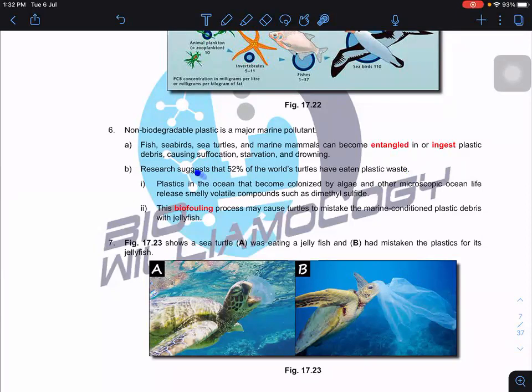And why? Because the plastic in the ocean becomes colonized by algae and microscopic ocean life. So you have what we call the biofouling process. What is biofouling? Because these microorganisms live on the plastic, it makes the plastic smell like jellyfish. Are you clear? The turtle mistakes it because of the smell. So it fools the turtle. The turtle cannot differentiate now because of the bacteria and also the algae that stay on this marine plastic debris.